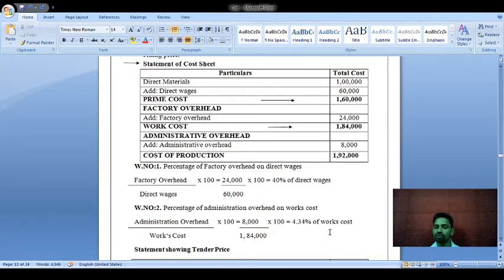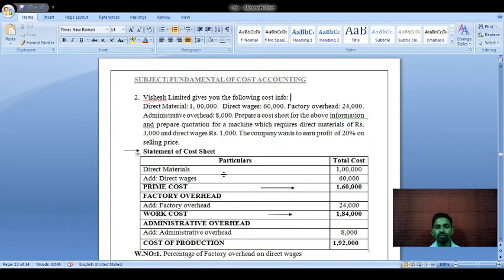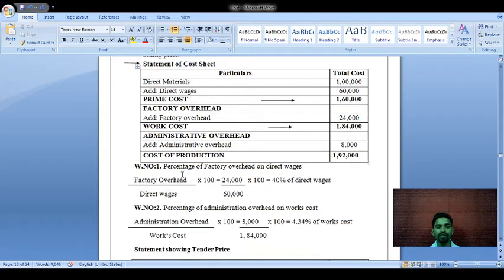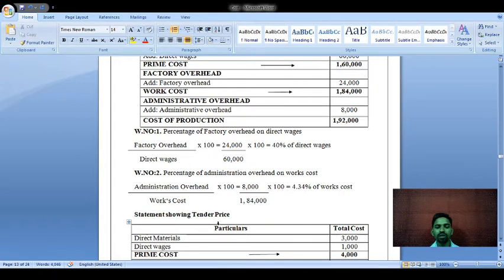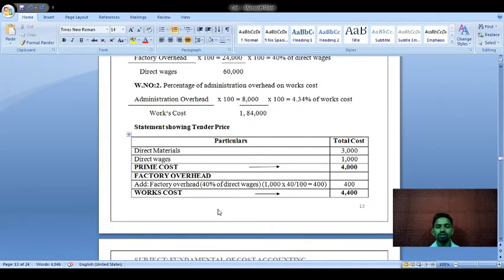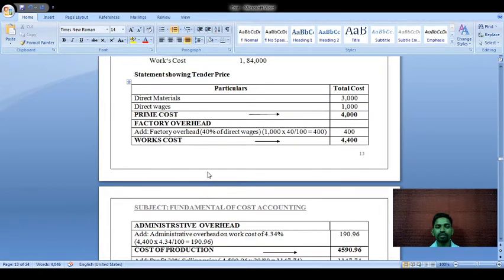Work cost. Okay, so now for the preparation of the tender price, we know the direct materials, the direct wages, the factory overheads at 40% on direct wages, and the administrative overheads at 4.34% of work cost. So now, how to prepare the statement showing the tender price? See, this is the tender price.